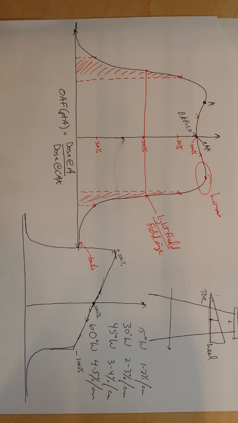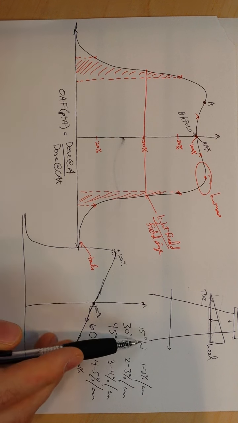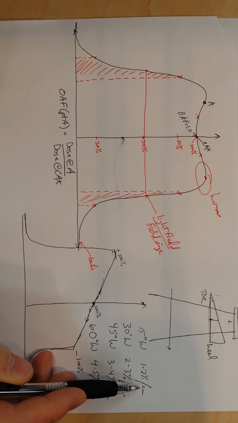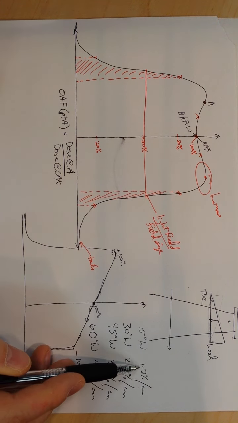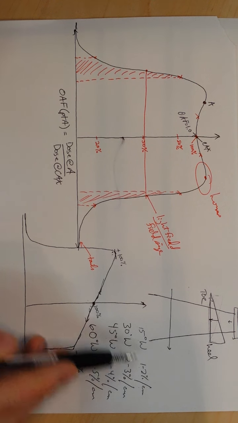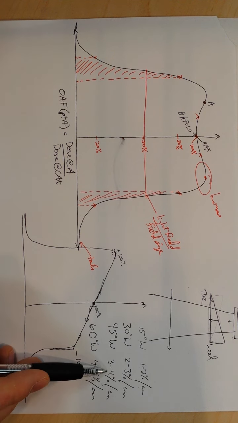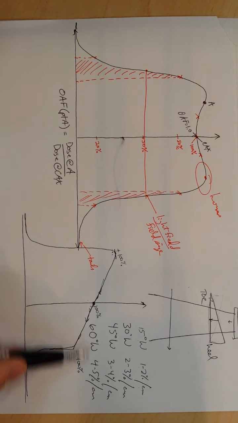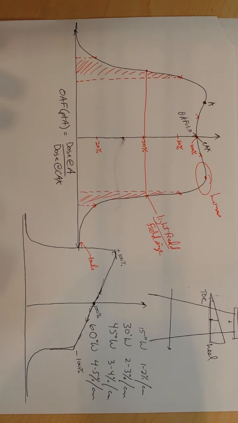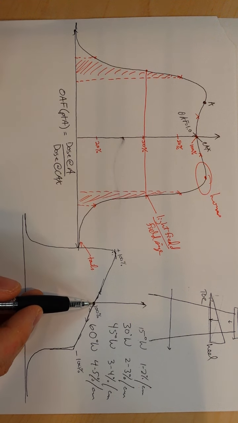Now there are some general rules of thumb that we can use to describe how much that off-axis factor is going to be. For a 15-degree wedge, for every centimeter that you go off-axis, you're going to increase or decrease roughly 1 to 2%. For a 30-degree wedge, 2 to 3% per centimeter. 45-degree wedge, 3 to 4% per centimeter. 60-degree wedge, 4 to 5% per centimeter.